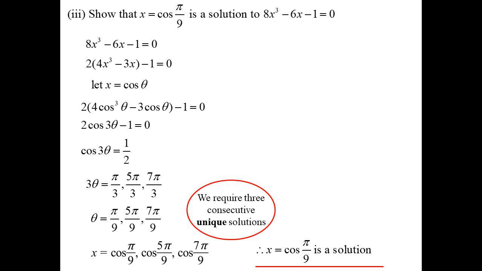Let's factorise out. I've got 2 times 4 cos cubed pi on 9 minus 3 cos pi on 9. But hang on a sec, that's the same as cos 3 theta. So I've got 2 times the cosine of pi on 3. The cosine of pi on 3 is a half, and I get 0.